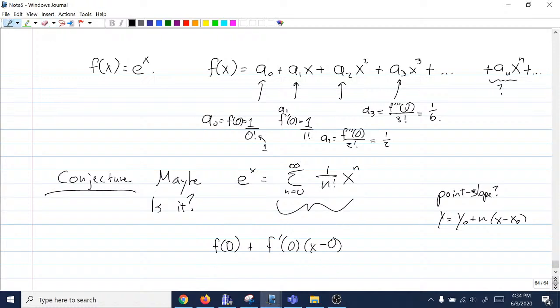I don't know if your Cal 1 teacher talked about it this way. I think this is a really useful way of thinking about the tangent line, as the point-slope form of a line applied with the idea of a derivative. What we're doing is naturally extending that to get not just the tangent line, but something like a tangent parabola.